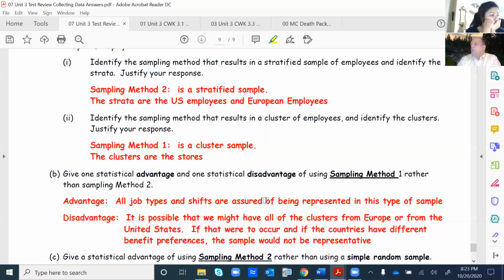Disadvantage: this is a big one. It's possible that we might have all the clusters from Europe or from the United States. In other words, we might represent one country but not the other. If that were to occur, and if the countries have different benefit preferences, the sample would not be representative.